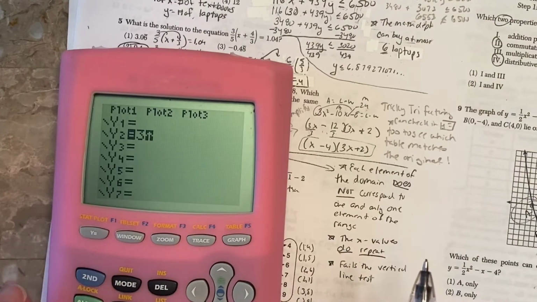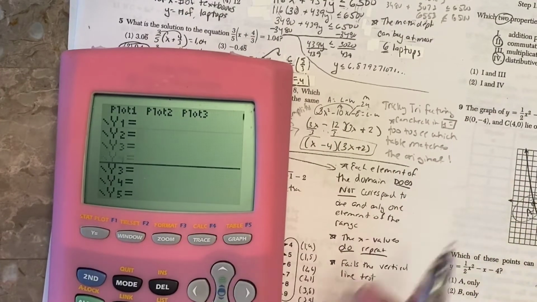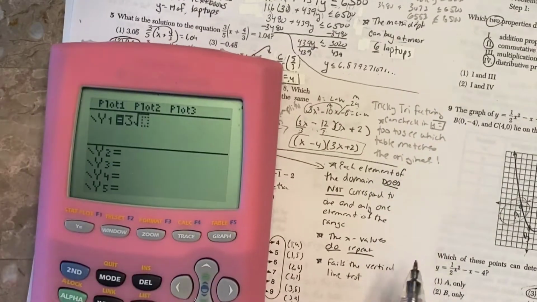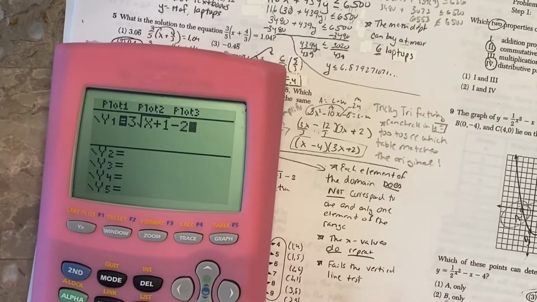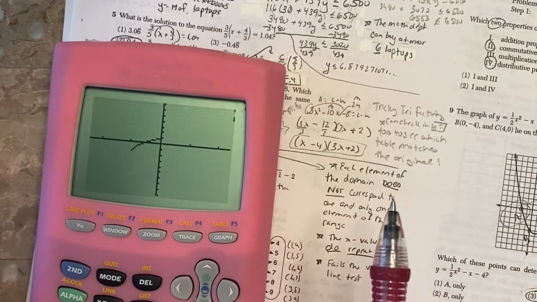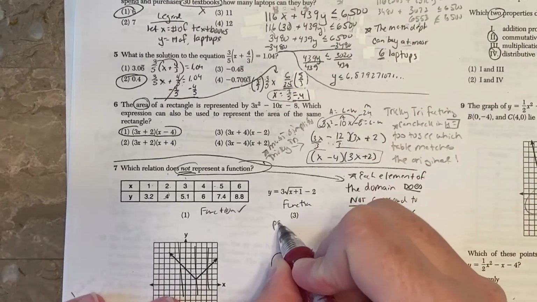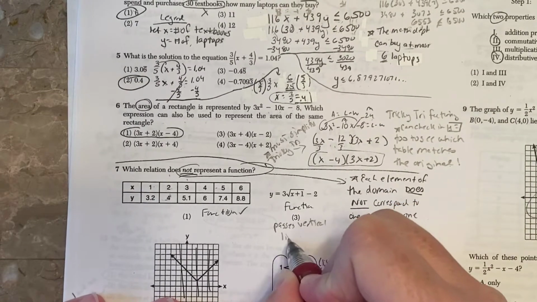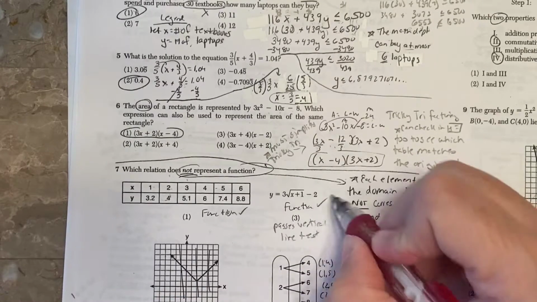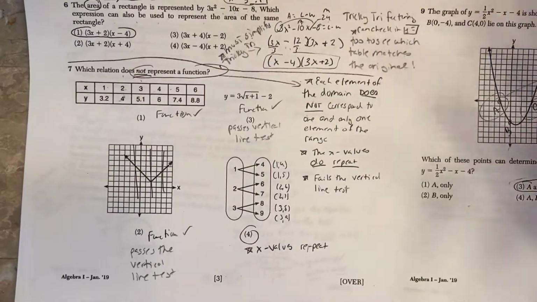So 3 radical, let's move that up to the top. So 3 radical x plus 1, all of it underneath. X plus 1 is all underneath. And the minus 2 is on the outside. If I graph it, you'll see that it passes my vertical line test. Okay, so I'm going to write passes vertical line test. So this one is good. This one passes the vertical line test. So that one is good. And now your last one, this is good.